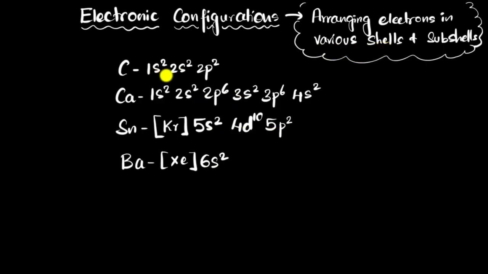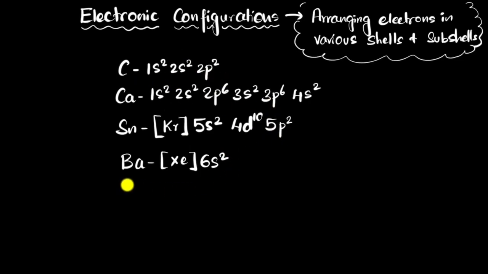And if you look at the letters like S, P, D, and there can be F as well, that represents the subshells. So look, we've arranged the electrons of various elements in their shells and subshells. That's what electronic configuration is all about. But the big question is, how do we write it? I mean, I used to find it super hard.